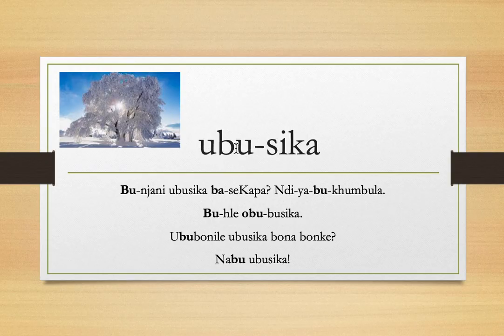The noun class starting with ubu refers to general things, abstract things, such as winter, ubusika, the season of cutting. Bunjani ubusika basekapa? How is winter in the Cape? Ndiyabukumbula. I miss it. Buhle obubusika. It is nice, this winter. Ububonile ubusika bona bonke? Did you see all of it, the winter? Nabu ubusika. Here is the winter.